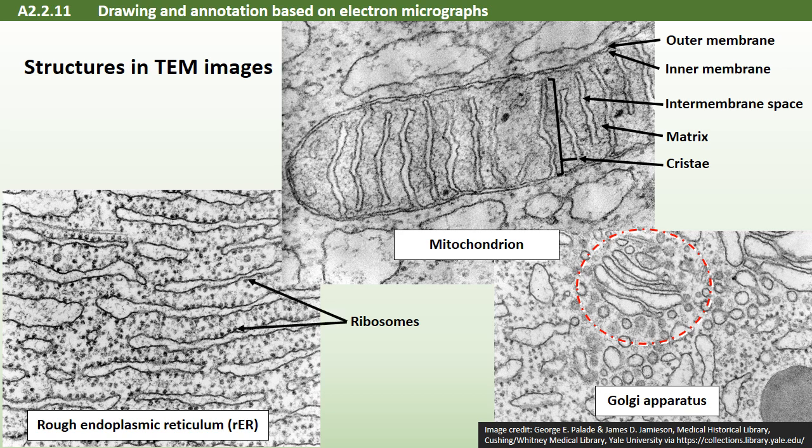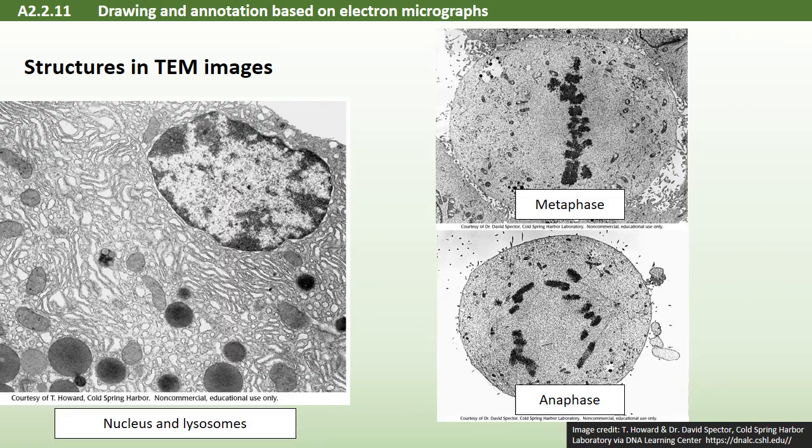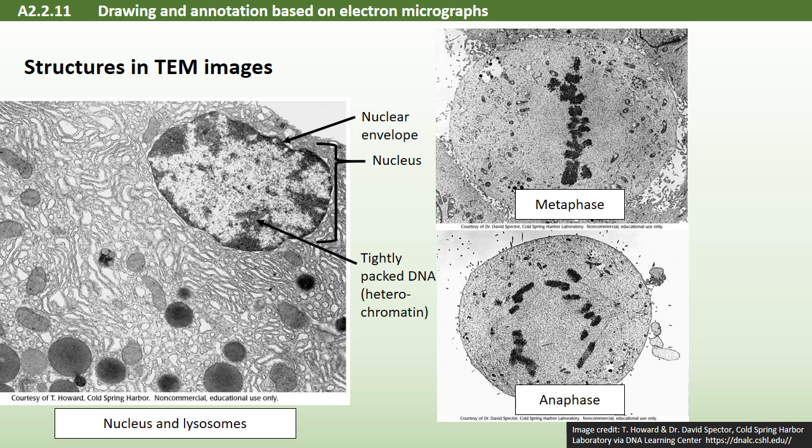Rough endoplasmic reticulum, RER. All the dots that you see there are ribosomes. On the right side, you can see a Golgi apparatus within the circle. And also here you can see some ribosomes, and you can see part of the RER. To the left, a nucleus and lysosomes. The nucleus is surrounded by the nuclear envelope.